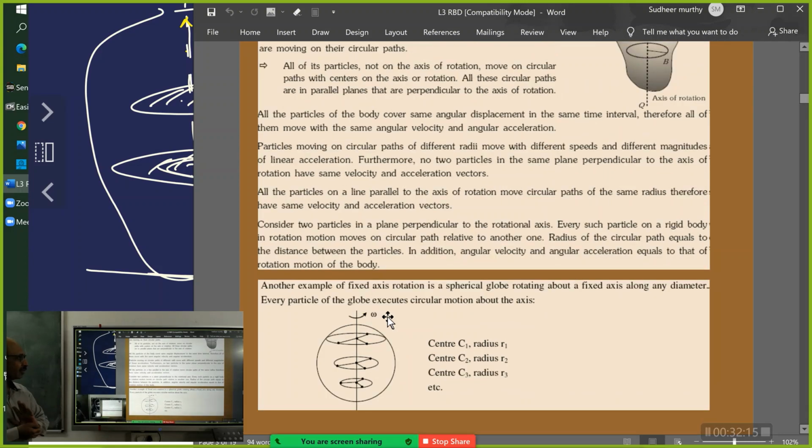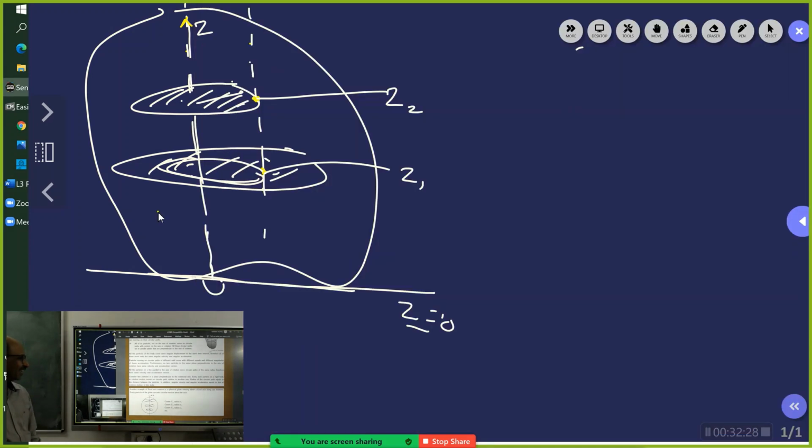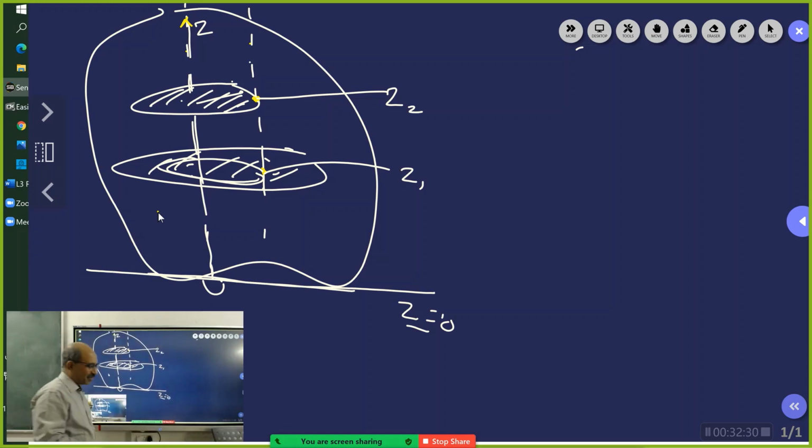So I said every such particle on a rigid body in rotational motion moves on a circular path relative to another one. Relative to another one. Okay. See, I wanted to take up that issue later on, but anyway, you have taken it up. Now, well, that's a nice thing.